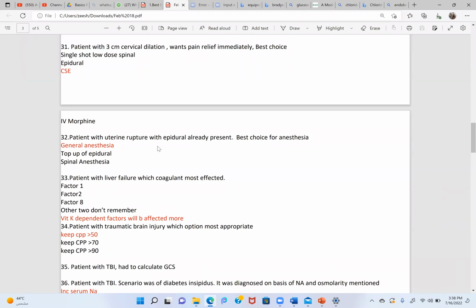Patient with uterine rupture with epidural already present. Best choice for anesthesia.